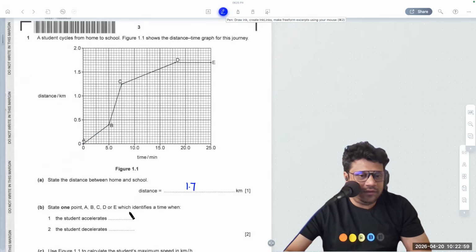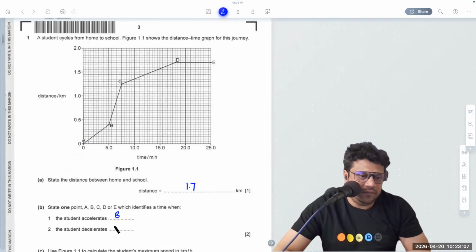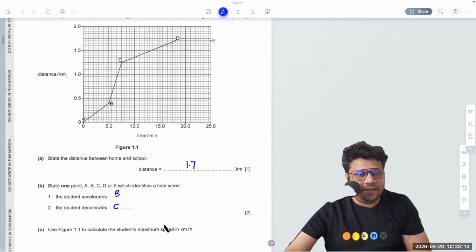State one point which identifies a time when the student accelerates: it's B. And you see that the steepness reduces from C onwards. So that's where the deceleration is happening. So you put up the point C.